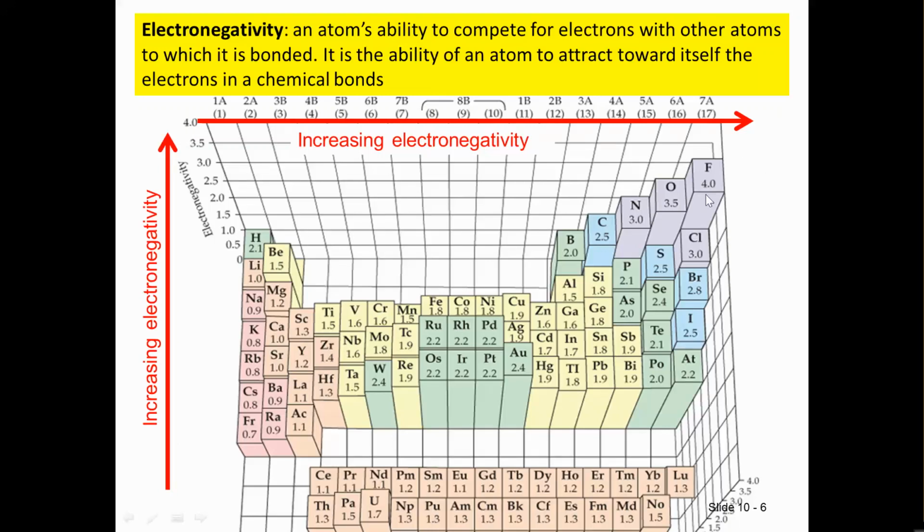So fluorine, for example, has an electronegativity value of 4.0, which is the highest electronegativity. And francium has the lowest electronegativity value of 0.7. So we're going to use this general trend of electronegativity to help us decide if we have a polar bond or a nonpolar bond, or perhaps a polar covalent bond, which is to be discussed later.